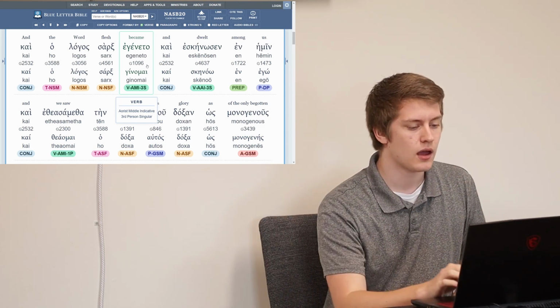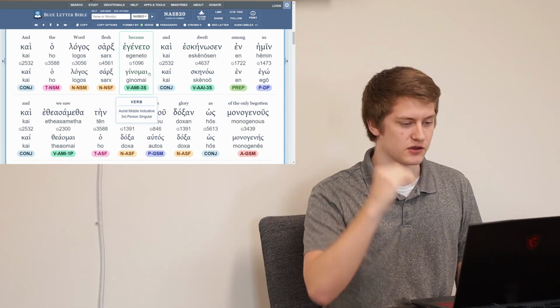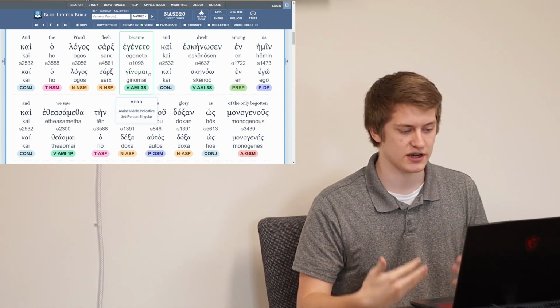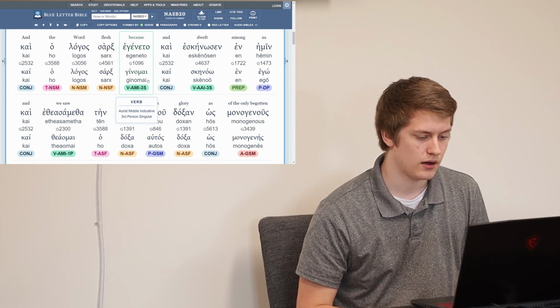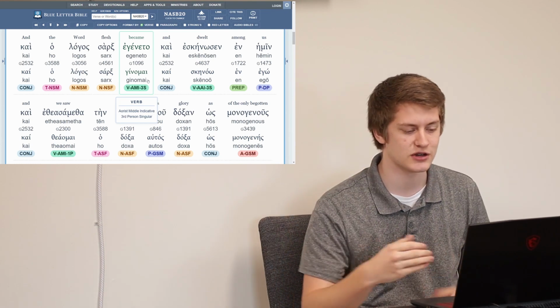That's just assigned for searching purposes. And then below that, we have another Greek word. This is the lexical form of the word, so the word that you look up in the dictionary. Then you have the transliteration of that lexical form. So same word, just written in English characters.